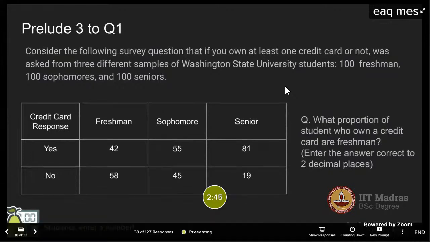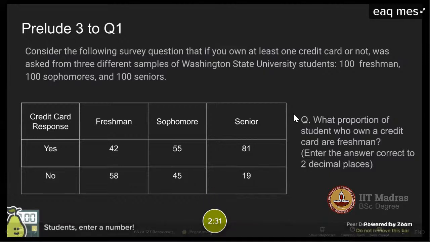Sir, if the third decimal digit is 5, then do we round it off to the next decimal value, or leave it as it is? You have to enter the answer to 2 decimal places, and you are getting the third decimal place as 5, right? Yes, sir. Then you have to add 1 to the second place. Okay, sir.